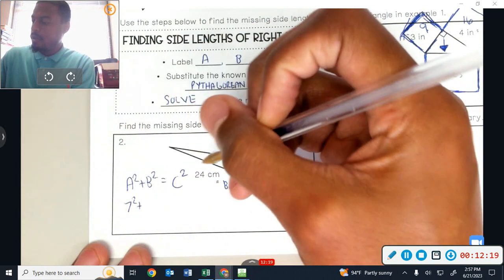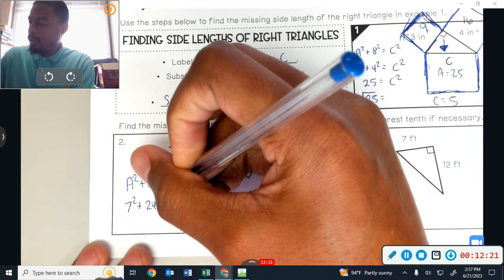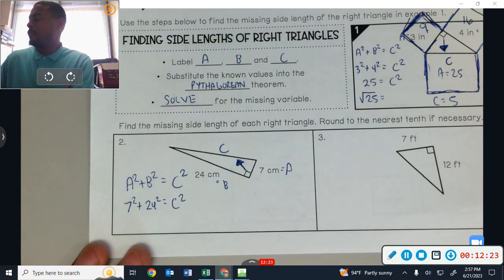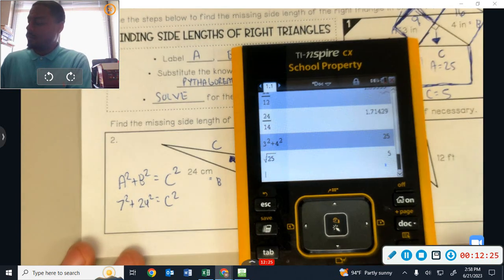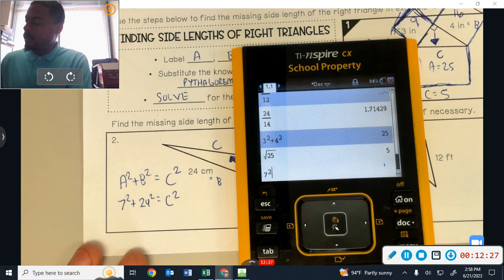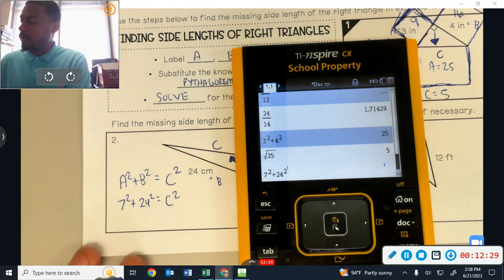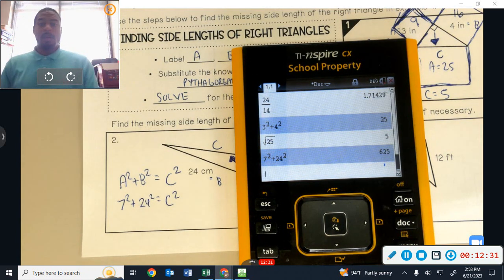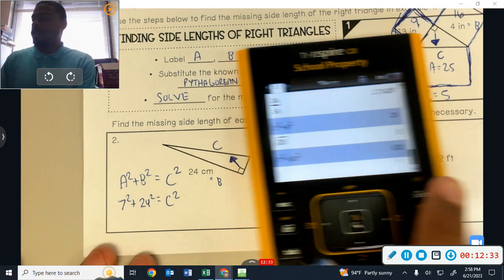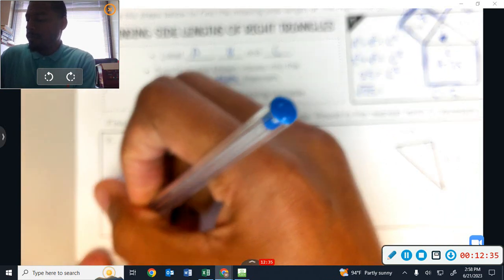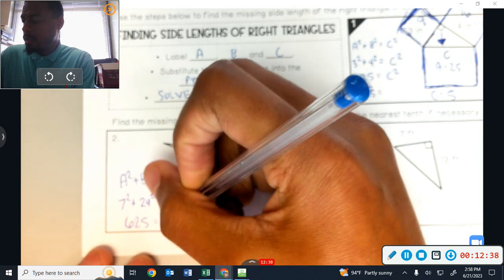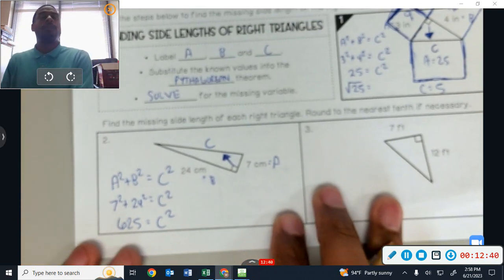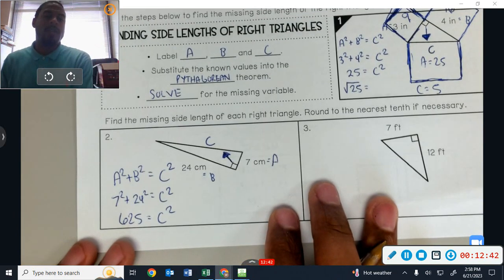7 squared plus 24 squared equals C squared. Okay. Calculator. Do 7 squared plus 24 squared. I'm going to set that equal to. Okay, so I have 625 equals the area of C squared. Okay, so that's the area.